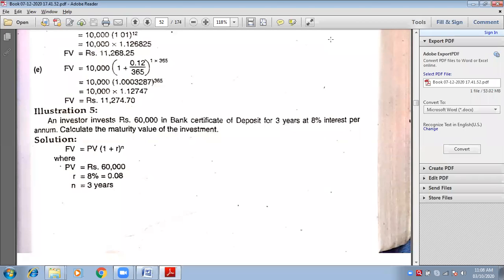Whenever it says maturity value, of course, it has to be future value, because in future it will mature. Very simple. They are telling you to deposit it for 3 years, so it is understood that 60,000 is today's value, the present value, and you are asked to deposit it for 3 years at the rate 8% per annum.